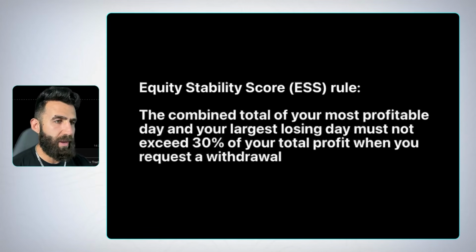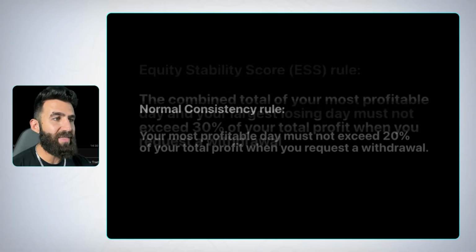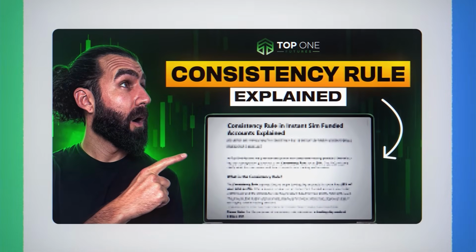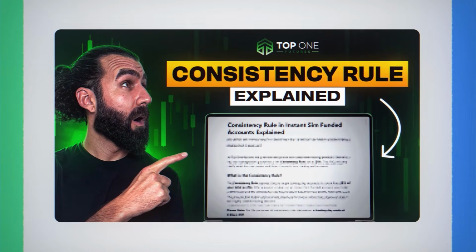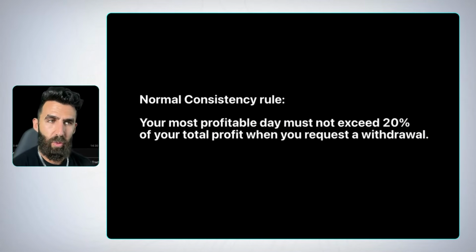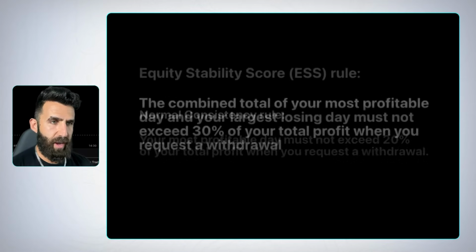But it's worth noting that this is different than the normal consistency rule that we have on the other accounts and that you see across a lot of instant funded firms. The normal consistency rule is your most profitable day must not exceed a certain percent, 20% on the Top 1 accounts, right? Again, if you want to learn about the consistency rule, I have a separate video. I'll link it right here. I'm not going to go into detail on what this is, but I want to let you know the ESS, the Equity Stability Score, is different than the consistency rule. So let's jump back into this, right?